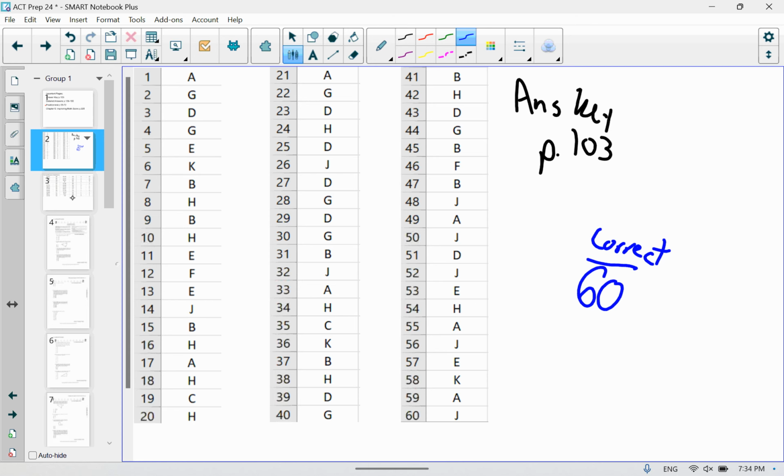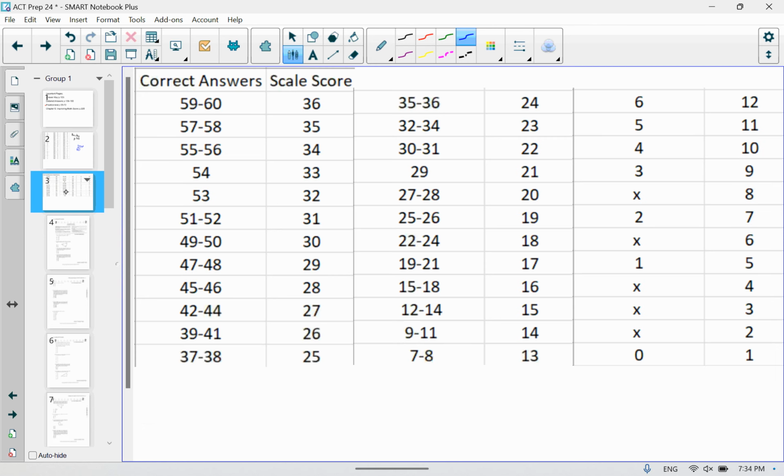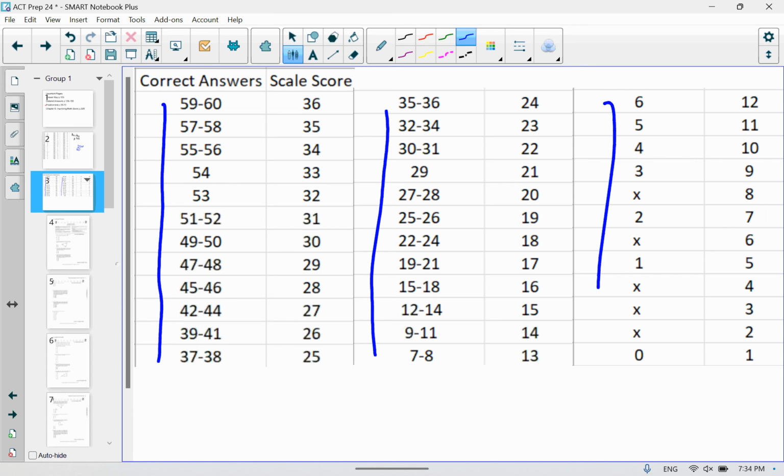And then once you get that correct number, we're going to go here and look along these columns for however many you got correct, and that'll scale it. So for example, let's say you got 53 correct, your math ACT would be 32. Remember, 36 is the highest. And remember, the main thing is your ACT score would be an average of the 4 tests: your math, reading, English, and science. Otherwise, let's get into the actual problems that we had today.